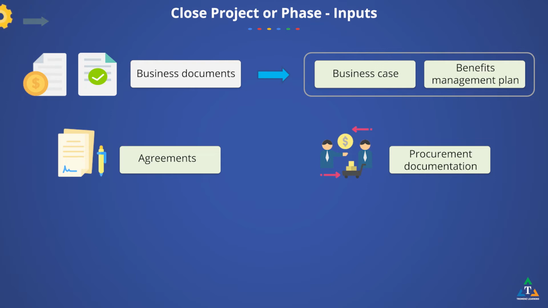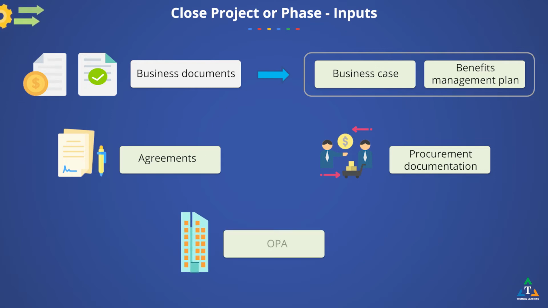Project closure requirements and configuration management knowledge base are the organizational process assets that can influence the close project or phase process. In the next screen, we will discuss the tools and techniques used in this process.